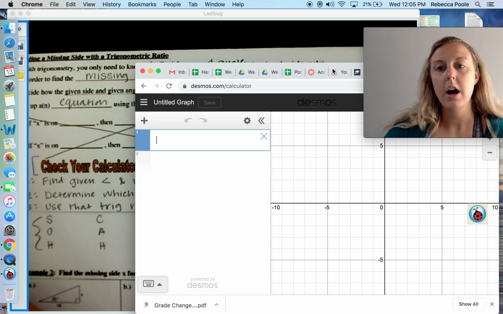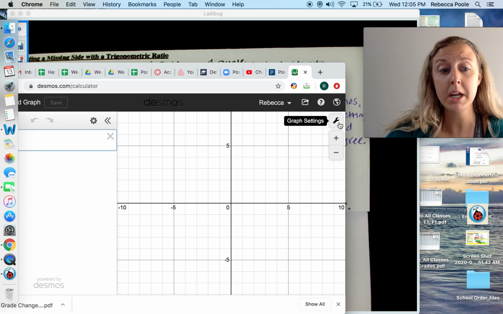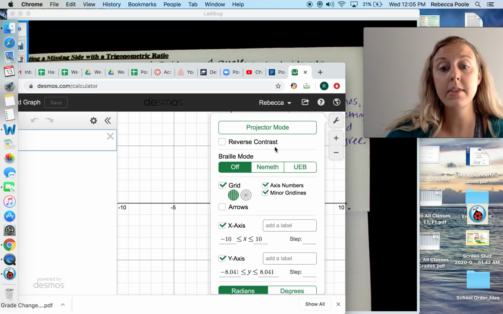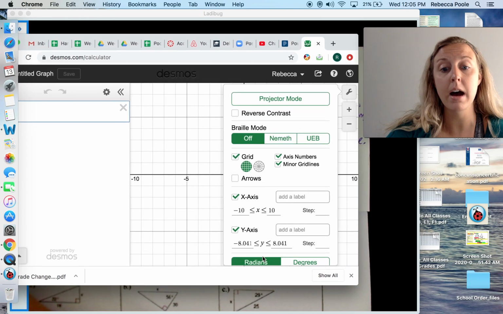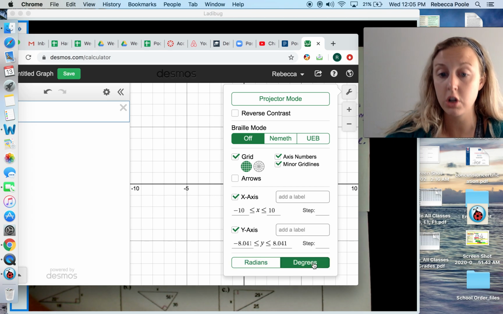There we go. All right, and when you click on Desmos, I'll have to move it over here so you can see. This top button says Graph Settings. Click on that for me. And then if you look at mine is in radians from pre-cal, and yours might be in radians as well because I think it defaults to radians. You need to click on degrees to make sure it's in degree mode, okay?